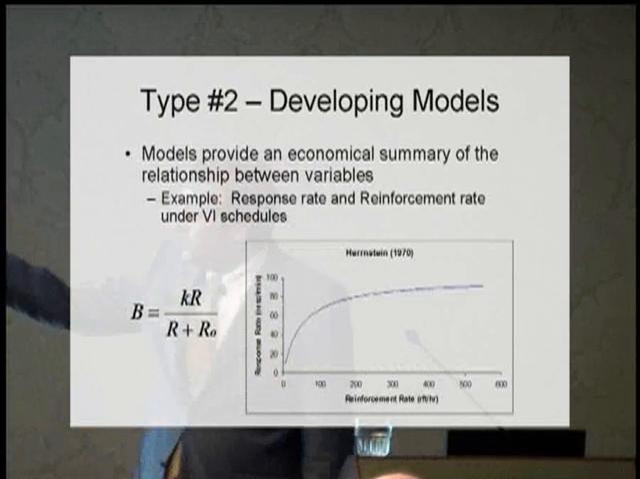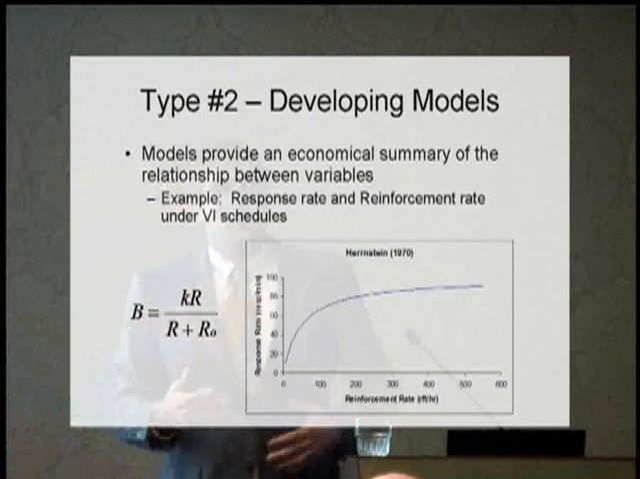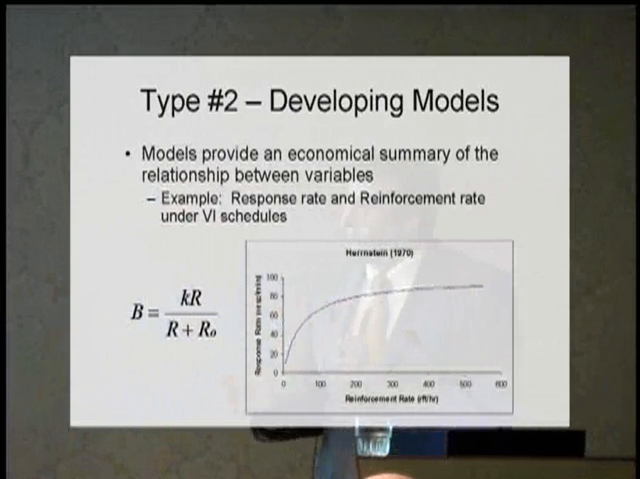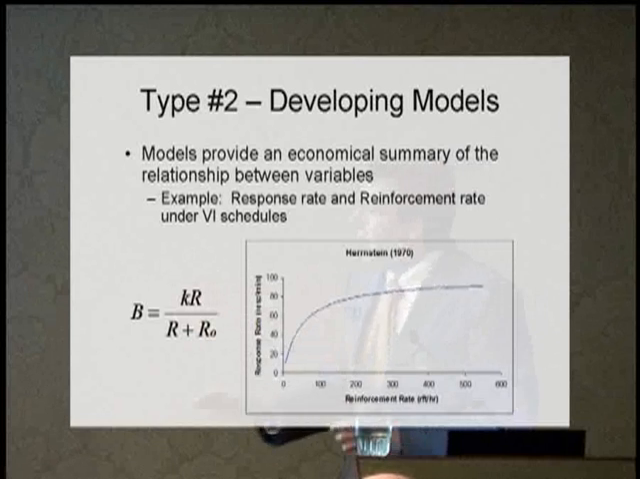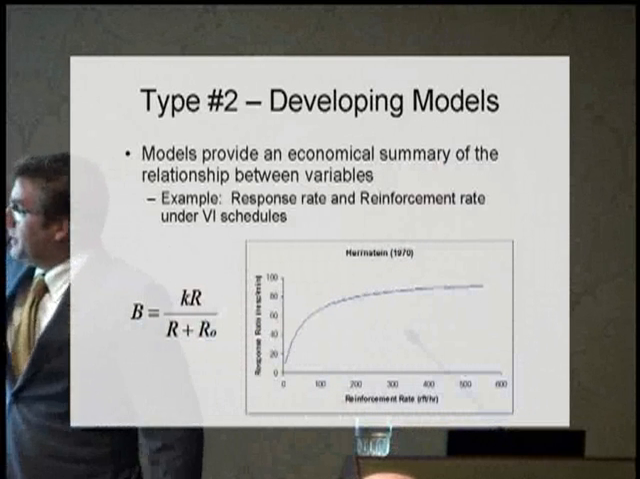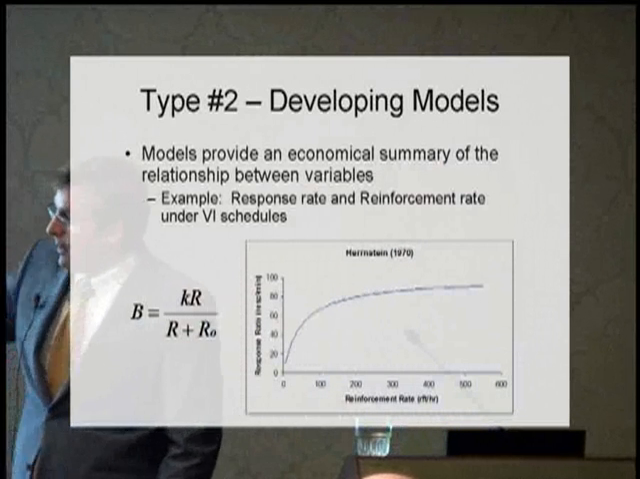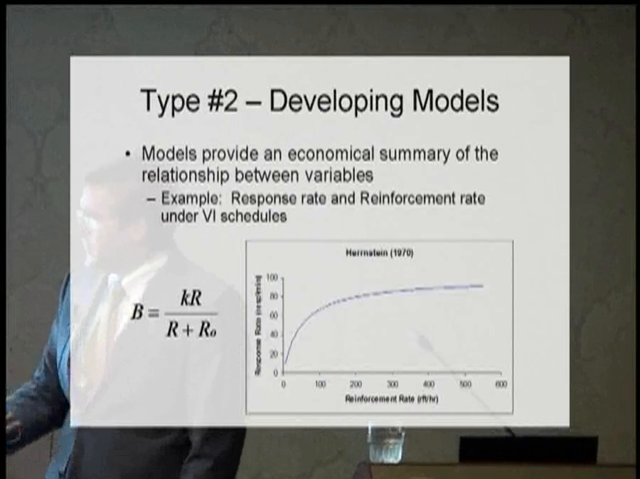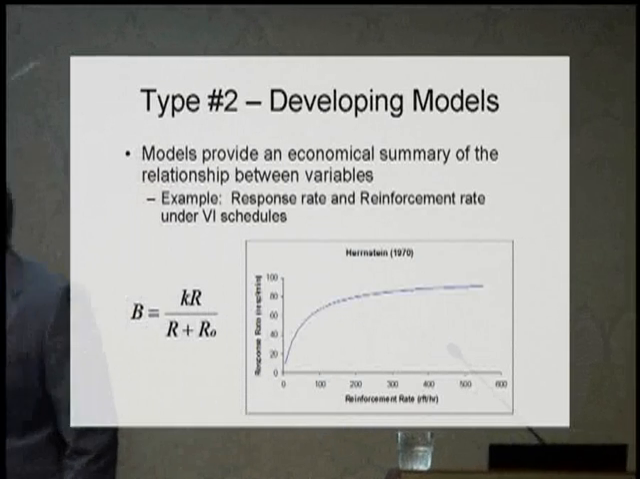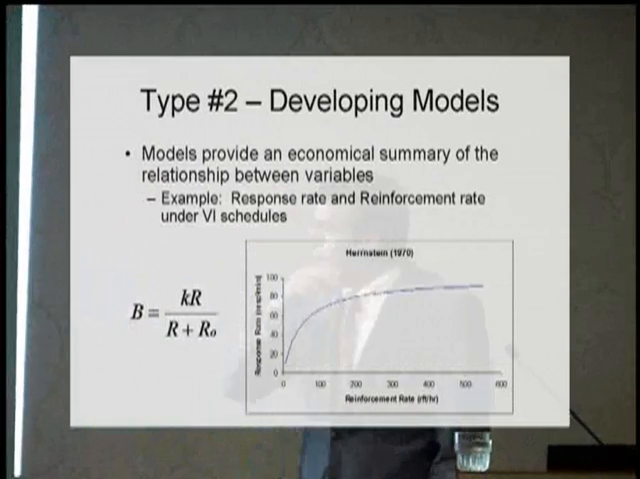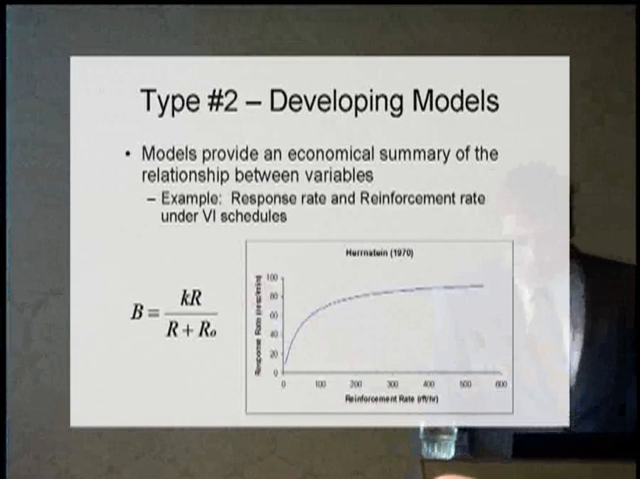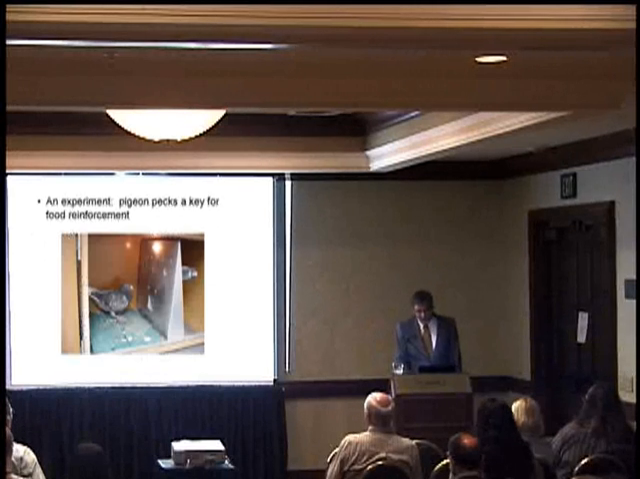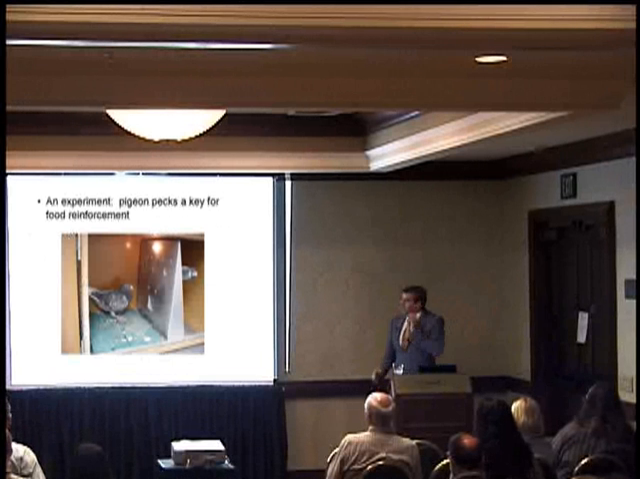And it provides two parameters, k and r naught, which can become the focus of research efforts to identify what determines k, which is the asymptote. Basically, k is the asymptote parameter, and r naught is interpreted as the extraneous rate of reinforcement, which determines how rapidly response rate reaches its maximum value. So that's just an example of a model.